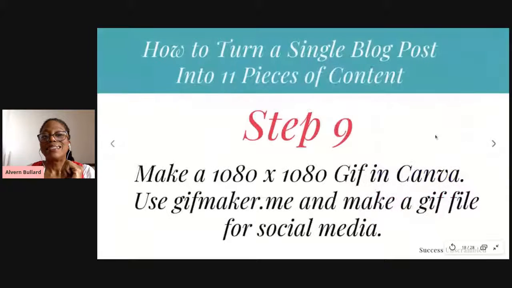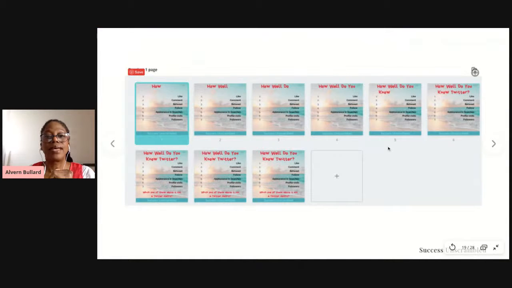Okay. Step 9. Are you ready for step 9? Make a 1080 by 1080 GIF in Canva using gifmaker.me and share the GIF file on social media. Okay, so this is what it is. If you look here, making a GIF is super easy. All you do is start with the end in mind. So this is my final image of the GIF. How well do you know Twitter? And then I put the 7 elements, and which one of these above is not a Twitter metric.